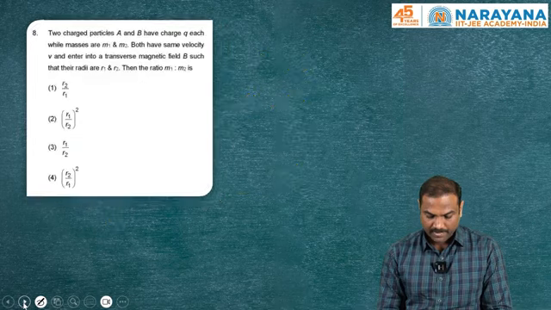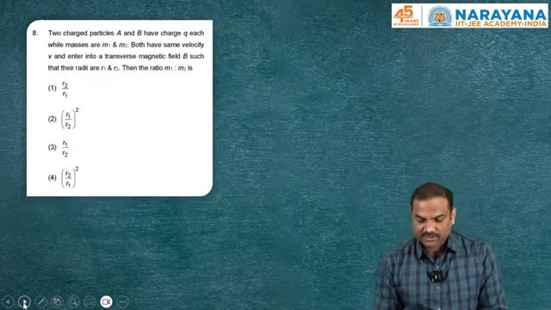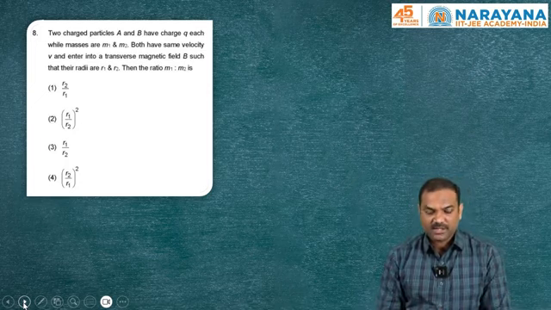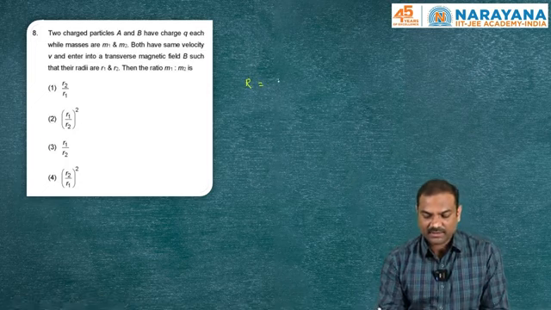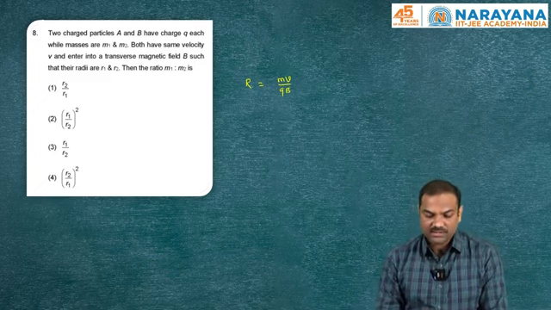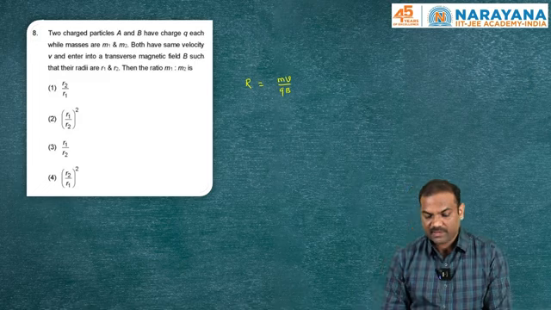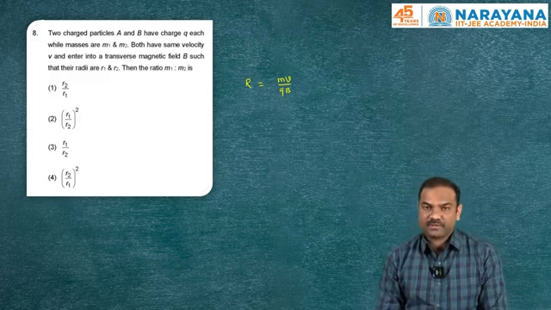Now we go with the third question, which is related to the radius of curvature of a charged particle inside the magnetic field. It's a straightforward question again. Radius of curvature inside the magnetic field can be written as mv by qB. If you go through the question, they have given charged particles. Both are having the same charge, but masses are different. Both have the same velocity entering into the same magnetic field. Then radii are r1, r2. Then what is the ratio of m1, m2?